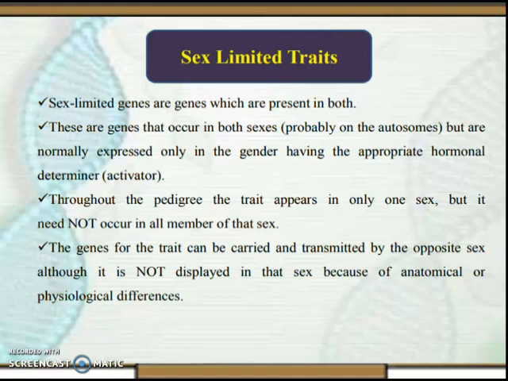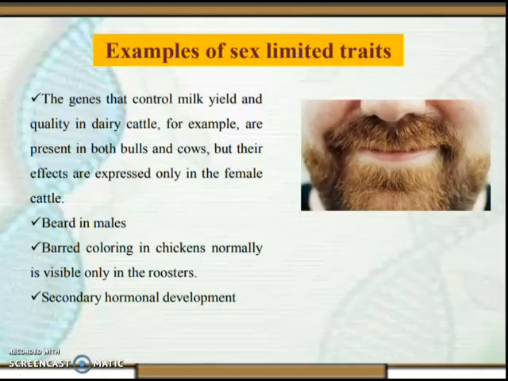Sex-limited genes are genes which are present in both sexes. These are genes that occur in both sexes, probably on the autosomes, but are normally expressed only in the gender having the appropriate hormonal determiner or activator. Throughout the pedigree, the trait appears in only one sex, but it does not occur in all members of that sex. The genes for the trait can be carried and transmitted by the opposite sex, although it is not displayed in that sex because of anatomical or physiological differences.